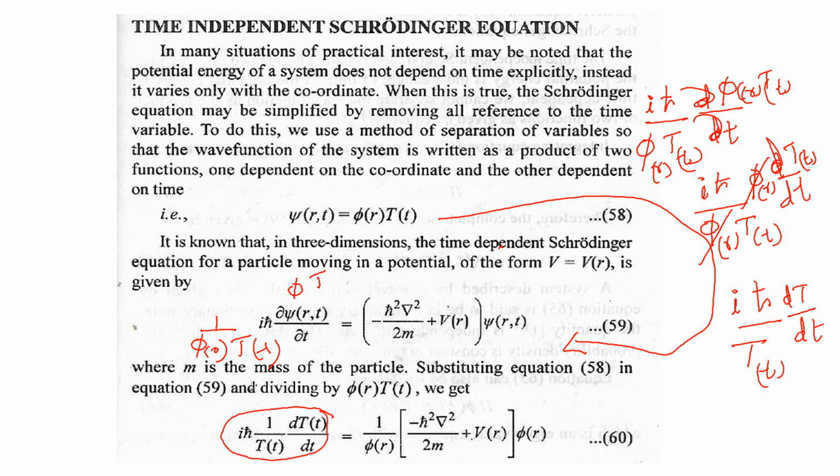Now come to the right side. Here psi is replaced by phi and T, and then we are dividing with phi and T. So on the right hand side also we can substitute the terms. Instead of psi, we substitute phi of r times T of t. So the time factor cancels, and what remains is the term that we can see here.